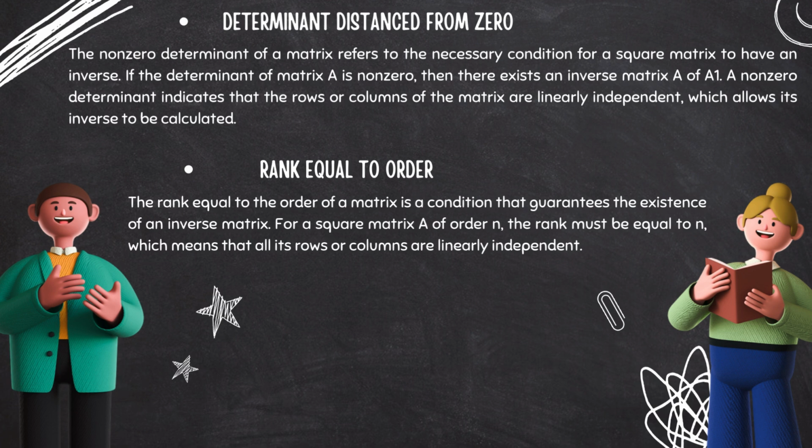Rank equal to order. The rank being equal to the order of a matrix is a condition that guarantees the existence of an inverse matrix. For a square matrix A of order n, the rank must be equal to n, which means that all its rows or columns are linearly independent.